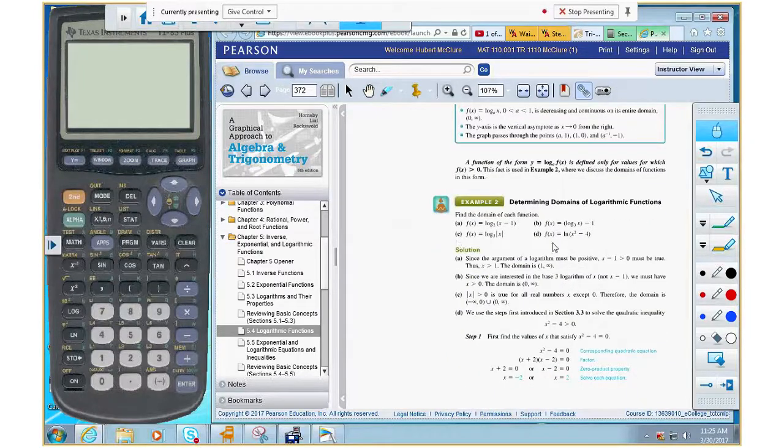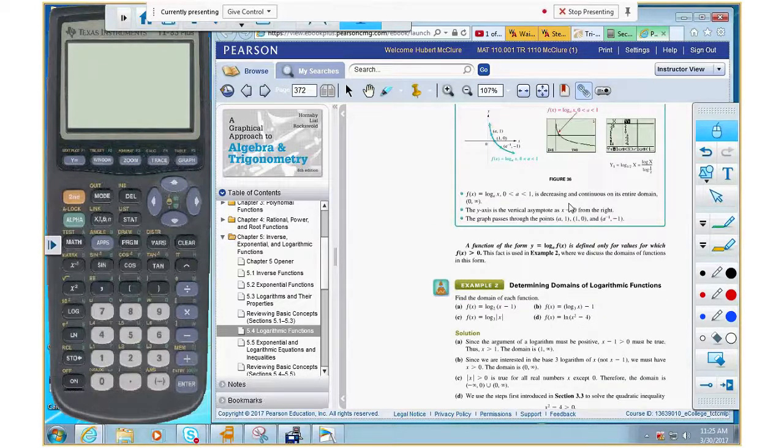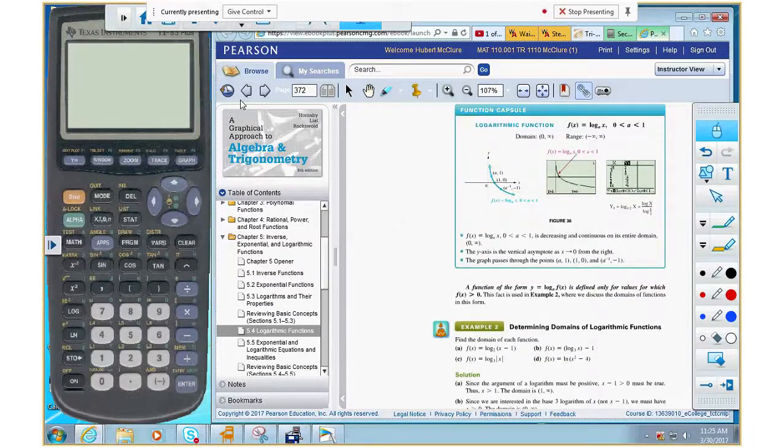And to find the domain right here, determine the domain, all you have to do is what? Graph it. Graph it and you'll find the domain. You can see the domain with the graph. Okay, so y'all should be able to do that.